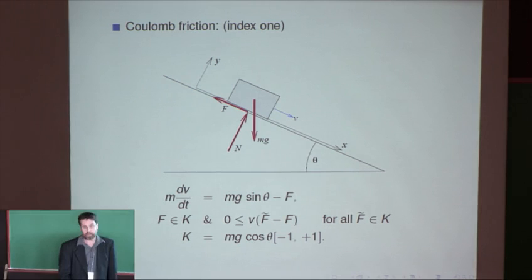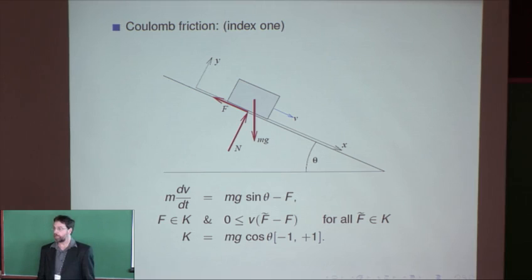You can have mixtures of index 1 and index 2, and in fact the full Coulomb model is a combination of index 2 and index 1.